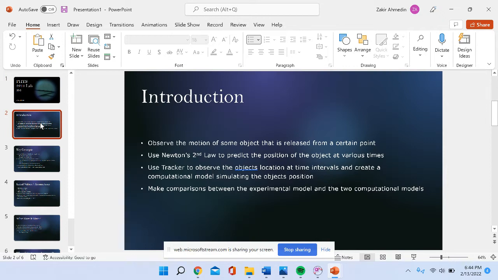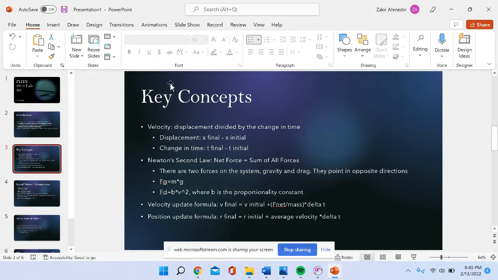To introduce you to the lab's goals, we're supposed to observe the motion of some object that is released from a certain point. We're going to use Newton's second law to predict the position of the object at various times. We're going to use Tracker to observe the object's location at time intervals and create a computational model using GlowScript to simulate the object's position. Then we're going to make comparisons between the experimental model and the two computational models, one that assumes no drag force and one that assumes a drag force, and both assume a gravitational force.